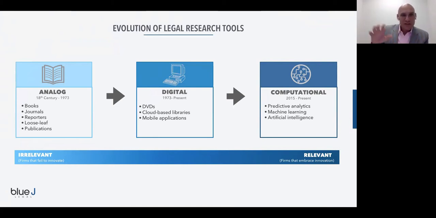Things started to change in the early 1970s, and a lot of legal research materials started to be digitized. So we had law libraries, legal materials, and cases coming out of courts hopping onto digital platforms. Sometime later, into the 90s, things started to move onto CD-ROMs, and then a little bit later, things started to move into the cloud.